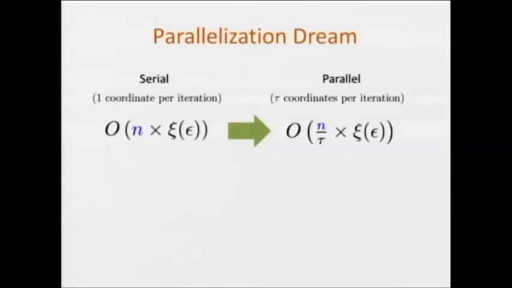Now, one thing I should say is that these coordinates don't have to be really coordinates. These can be blocks of coordinates. So if you think working with one coordinate at a time is not good enough, you can just partition the variables or the coordinates into blocks and think of these as coordinates. But I'll be talking about coordinates only. Everything transfers directly to that general block setting.